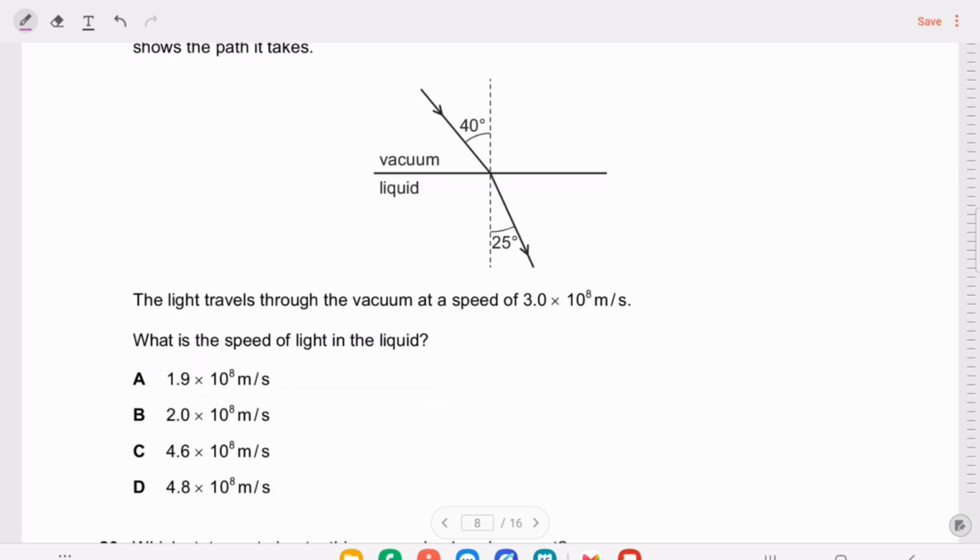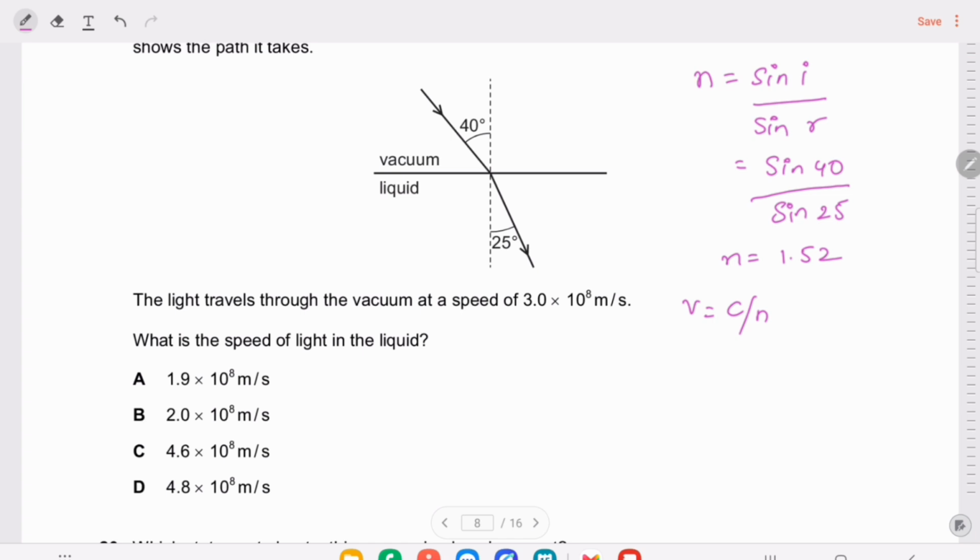So use the refractive index equation here. The refractive index n is equal to sine i divided by sine r. The angle of incidence is sine 40, and the other one is sine 25. So substitute the values and your n becomes 1.52. And let's use this formula, v equals c divided by n. Let's substitute the values. c is the speed of light, that is 3.0 × 10^8 meters per second, divided by n, which is the value you got, that is 1.52.